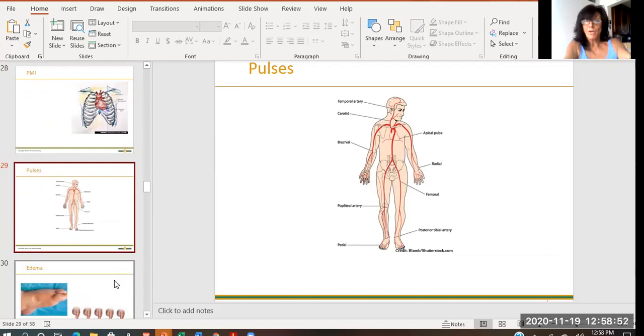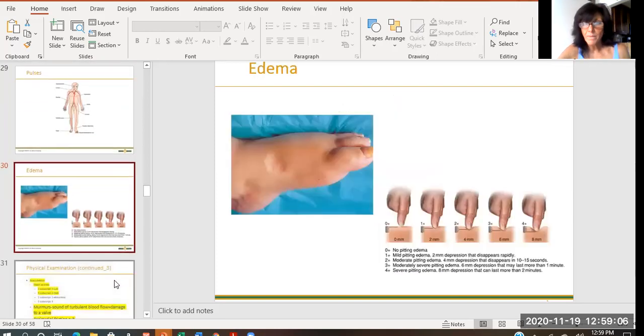Carotid, brachial, radial, okay? You've got femoral, popliteal behind the knee, posterior tibial, which is behind the ankle, and then the dorsalis pedis, also known as the pedal pulse, which is on top of the foot, okay?